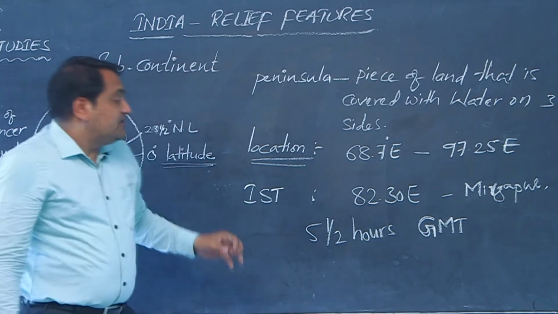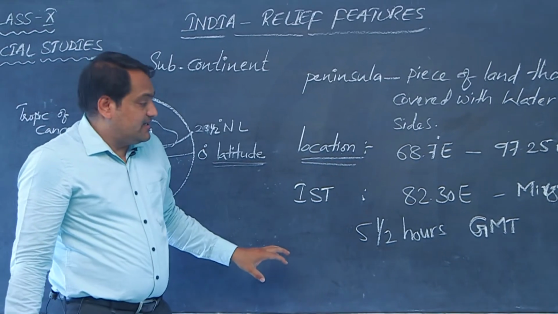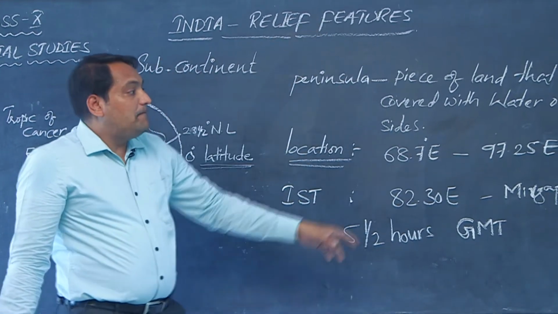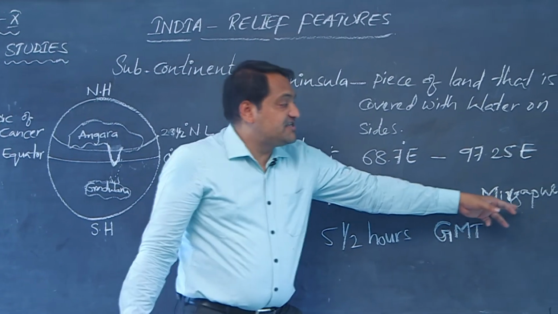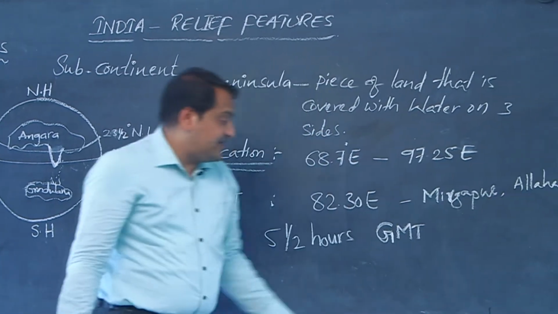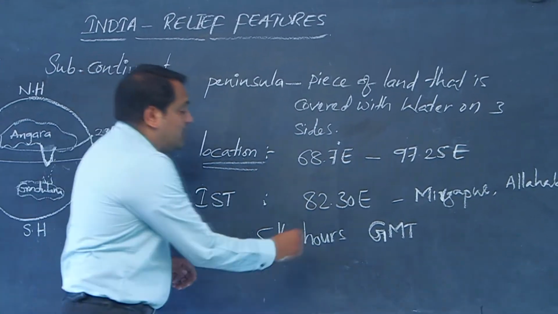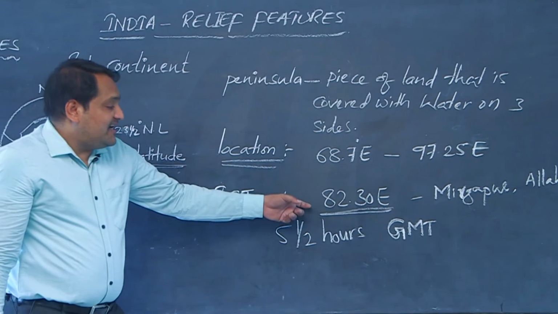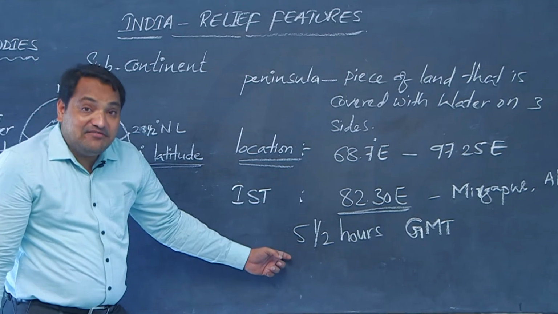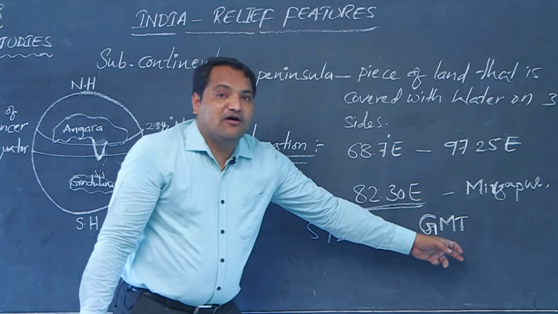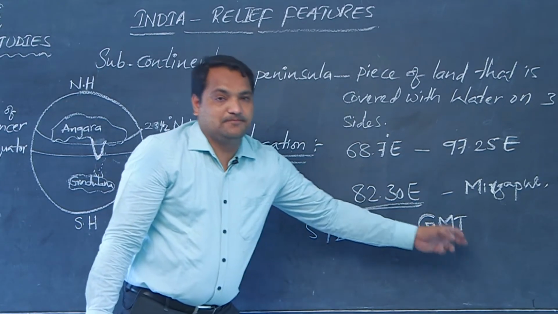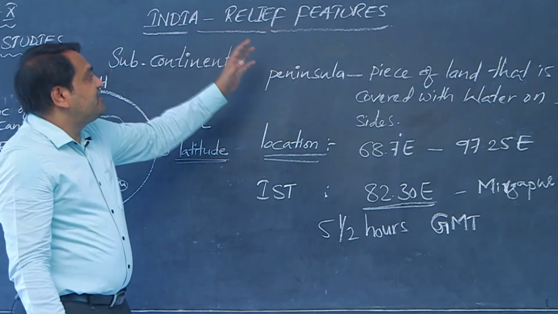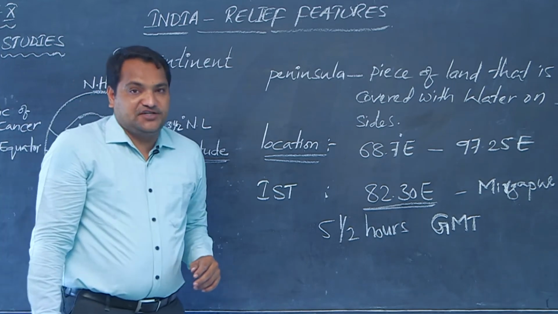Then the Indian Standard Meridian, 82 degrees 30 minutes eastern longitude, passes through Mirzapur, which is close to Allahabad in Uttar Pradesh. That longitude is considered the Indian Standard Time. Our Indian Standard Time is 5.5 hours ahead of Greenwich Mean Time. Now, after knowing the geographical location, let us move on to the relief features.